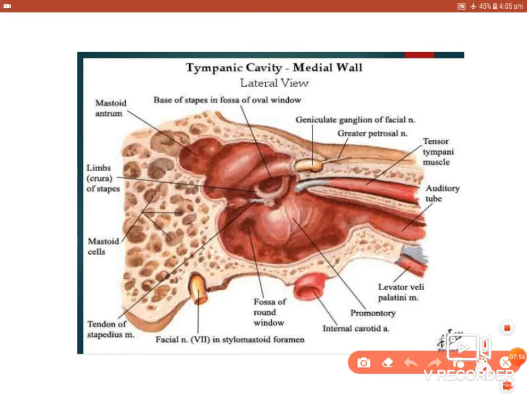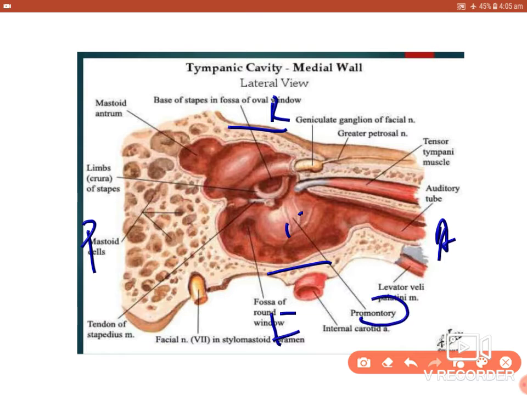Then you can see this is the medial wall. This is the anterior aspect, parasagittal view of the medial wall. This is the posterior. Here you can see this is the roof. Here this is the floor. Okay, there you can see in this medial wall there is a prominence. This is the promontory of the inner ear.